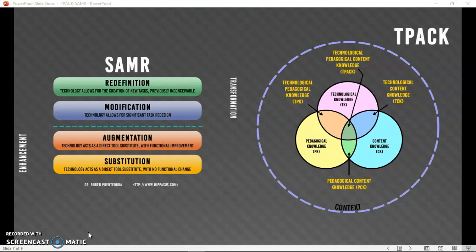No matter which one is chosen, we would be wise instructional designers to use these two as we are integrating technology into our classrooms.